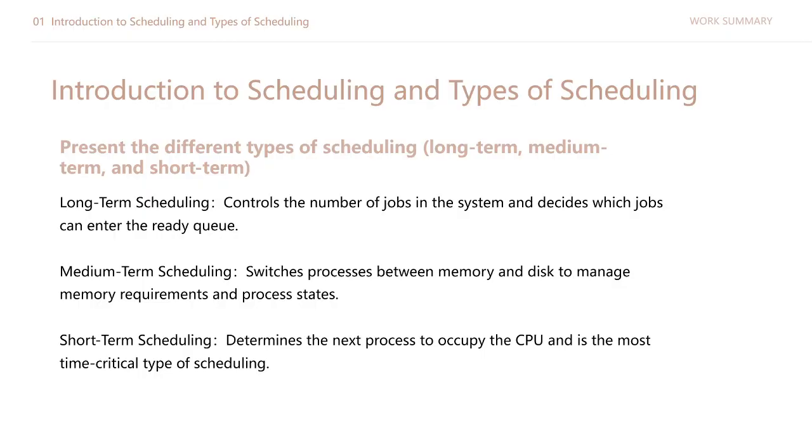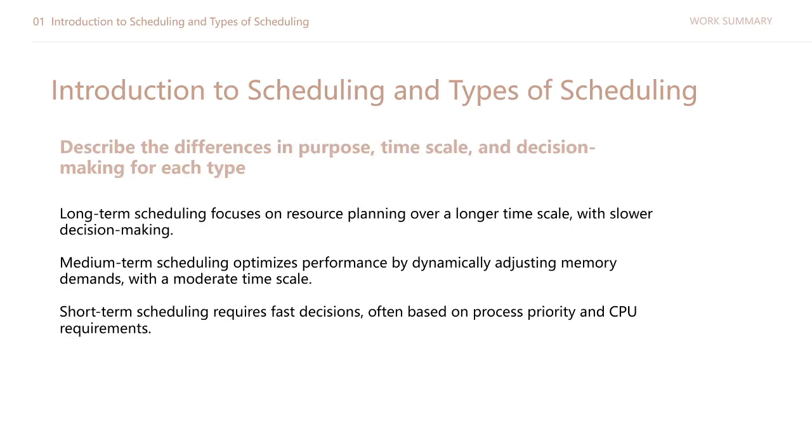and then introduce different types of scheduling. The first is long-term scheduling, and then medium-term scheduling, and the short-term scheduling. And then is to describe the differences between types. Long-term scheduling focuses on long-term resource planning with a larger time scale and slower decision making. Medium-term scheduling optimizes performance by dynamically adjusting memory demands with a moderate time scale. And the short-term scheduling requires quick decisions, often based on process priority and CPU requirements.